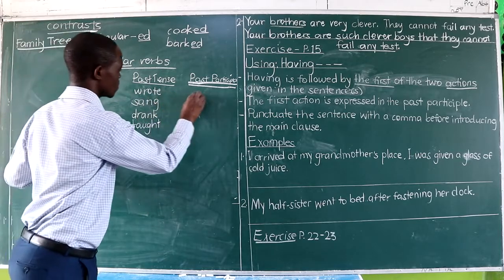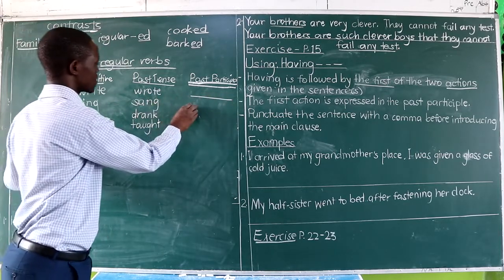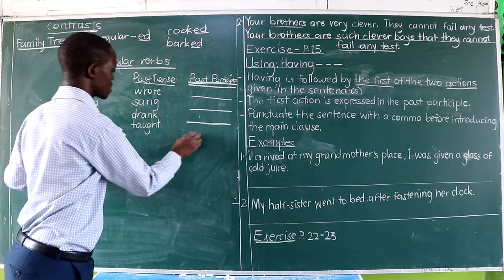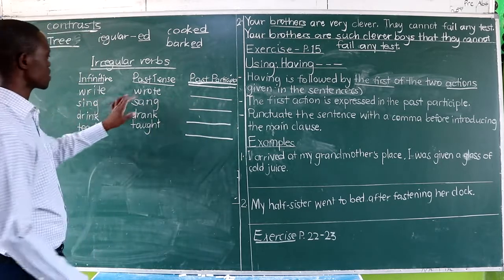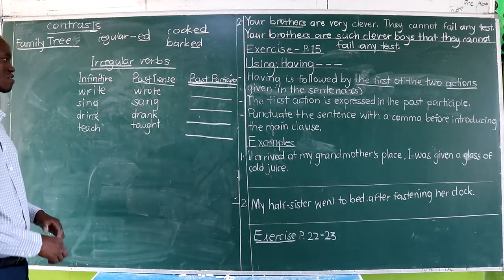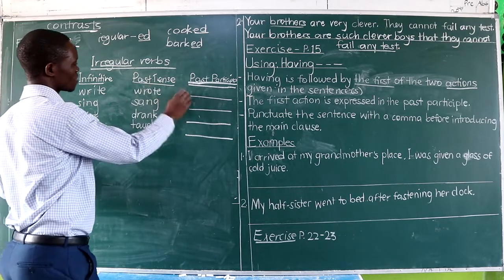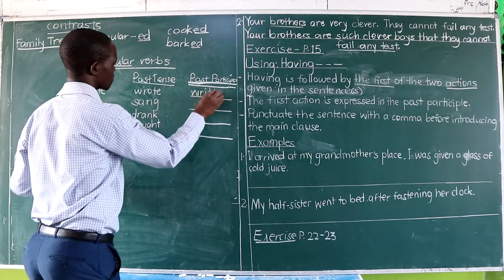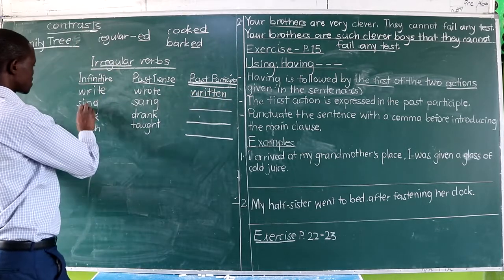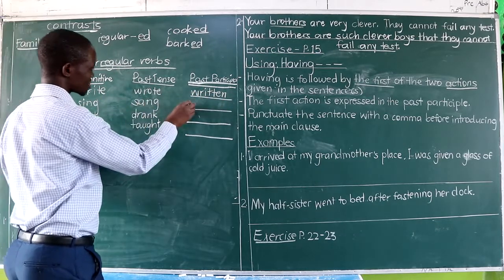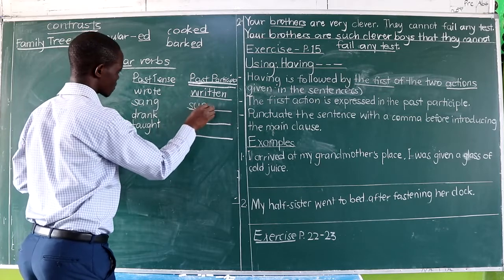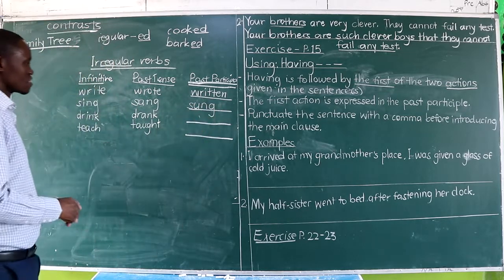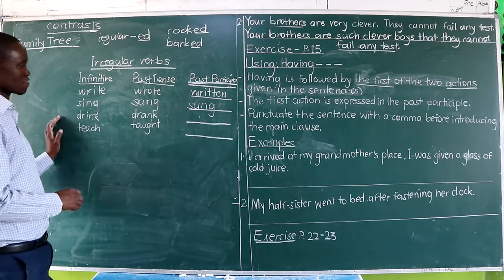Having dash. What do you put there? Having dash from drink. Having dash a letter. Juma posted it. From wrote, we get the past participle as written. Having written a letter. From sing to sang, sung. Having sung the song, the choir leader was given a gift by a master of ceremonies.